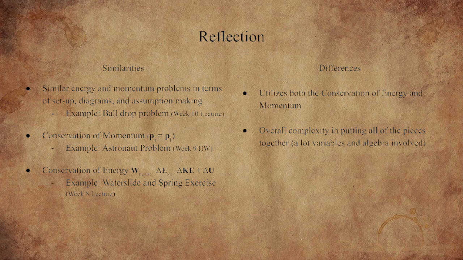Despite being more difficult in terms of the algebra involved, the conservation of momentum aspect of our pendulum problem is similar to that of the week 9 homework problem 1 involving the astronaut. We would use our isolated system of objects in our elastic collision to apply the conservation of momentum, which means that the change in momentum is equal to 0, and therefore the initial momentum is equal to the final momentum. This allows us to solve for the final velocity in the astronaut problem and for the velocity of the second ball in the pendulum problem.